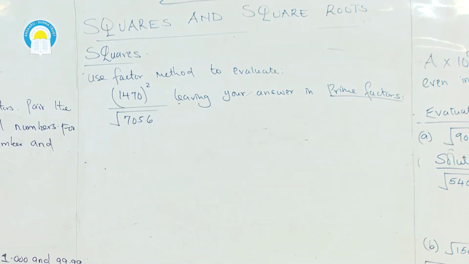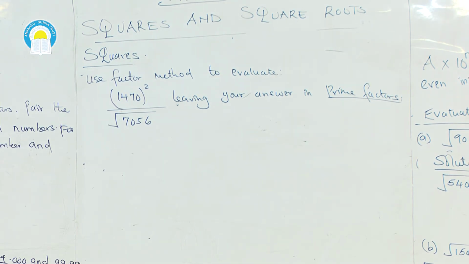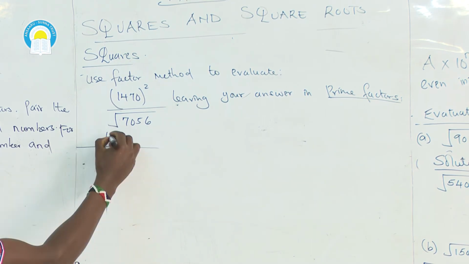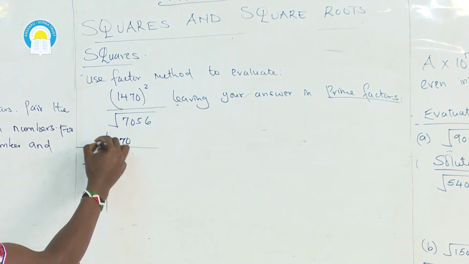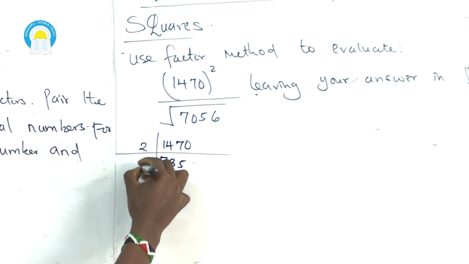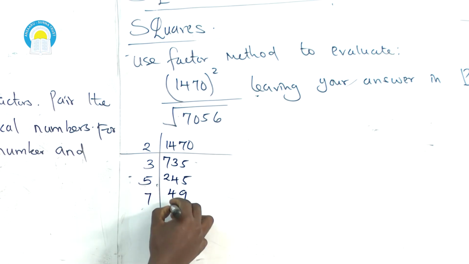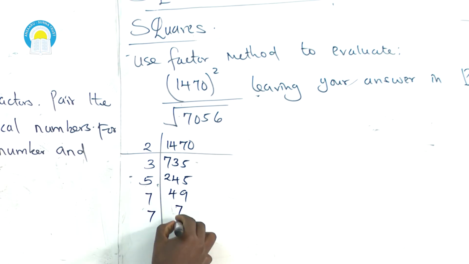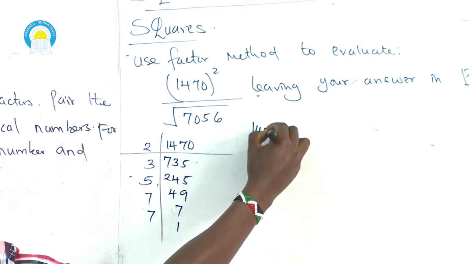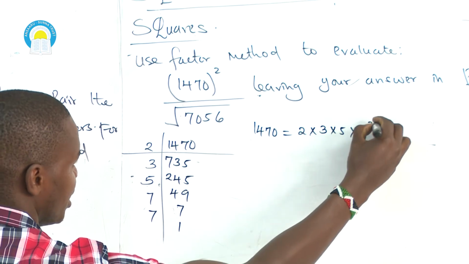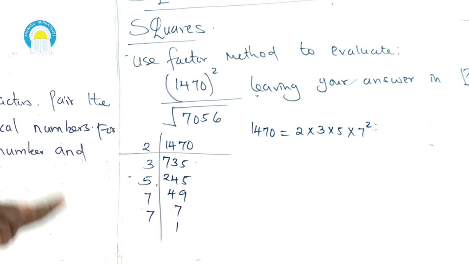So in this case, what you are supposed to do first of all is to write 1470 in factor method. So we use our table and write 1470 in factor method. We have 2, 3, 5, 7, 7, 1. So 1470 in factor method is 2 times 3 times 5 times 7 squared. Because 7 appears twice, it's 7 squared.